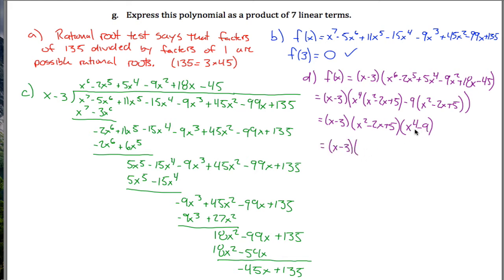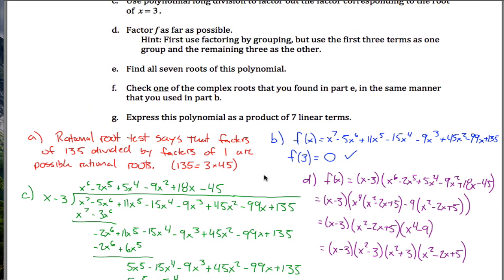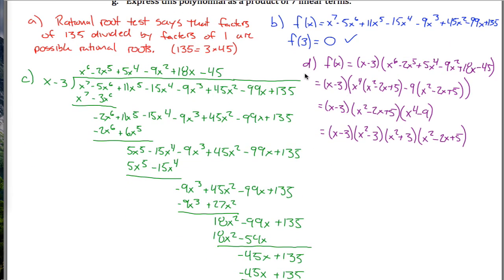X to the 4th minus 9 is a difference of squares. It's x squared minus 3 and x squared plus 3. And then I still have this x squared minus 2x plus 5. So that's as far as I can factor things. So what I'll do next is I'll find all 7 roots of this polynomial. So I should say that's as far as I can factor things for the meantime. But I think eventually we'll be able to do a little bit better.